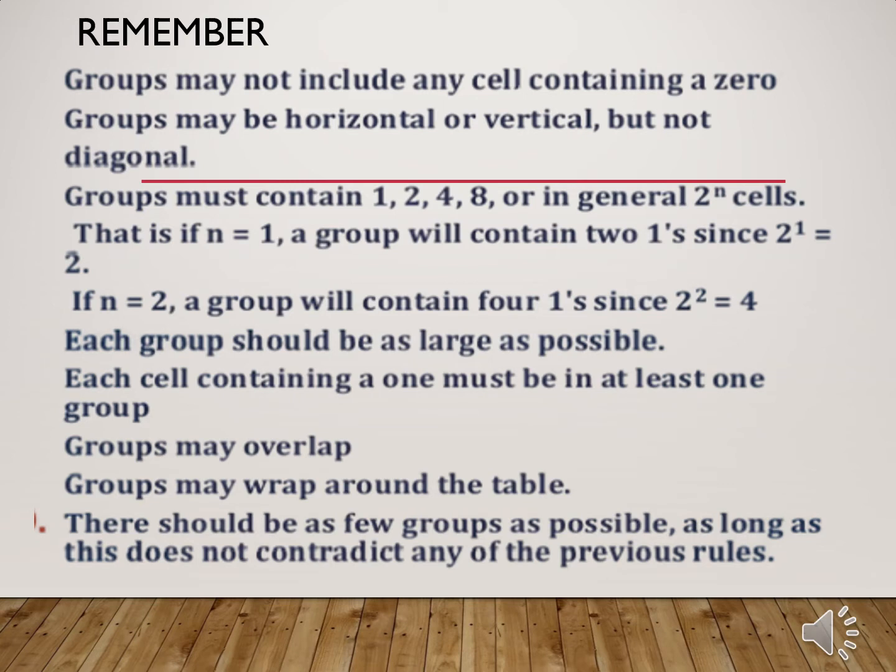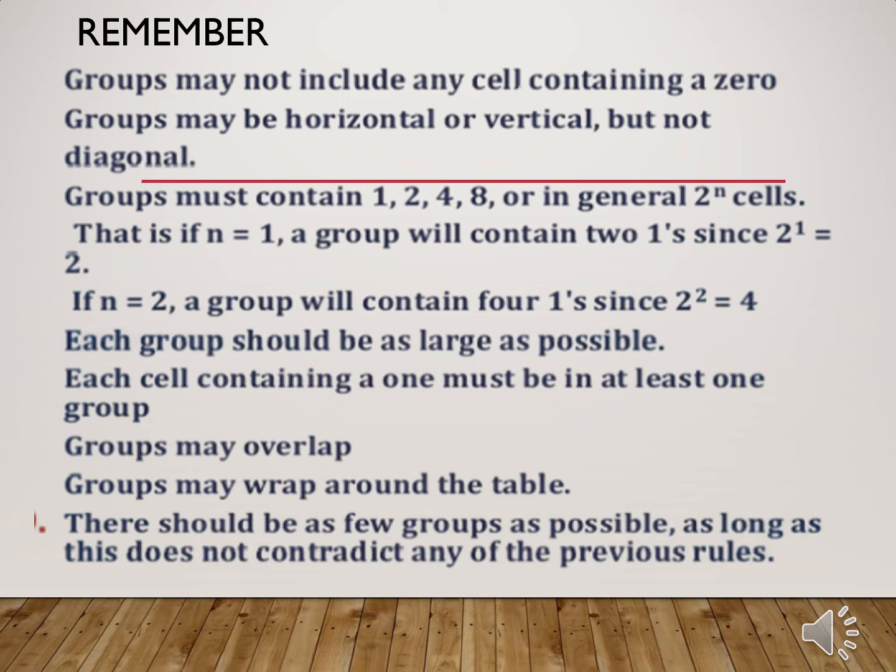For constructing a K-map, we have to remember certain things. The groups may not include any cell containing zeros. The groups may be horizontal or vertical but not diagonal. Groups must contain 1, 2, 4, 8 or in general 2 to the power n cells. If n is equal to 1, a group will contain 2 ones since 2 power 1 is 2. If n is equal to 2, then we have 2 power 2 equal to 4.